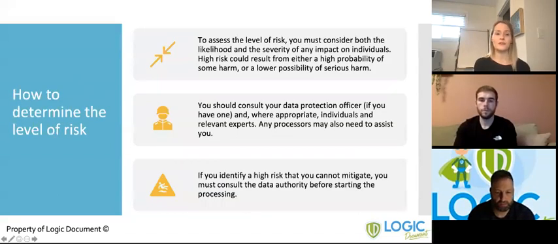How to determine the level of risk. To assess the level of risk, you must consider both the likelihood and severity of any impact on individuals. High risk could result from either a high probability of some harm or lower possibility of serious harm. You should consult your data protection officer if you have one, and where appropriate, individuals and relevant experts. Any processors may also need to assist you. If you identify a high risk that you cannot mitigate, you must consult the data authority before starting the processing.